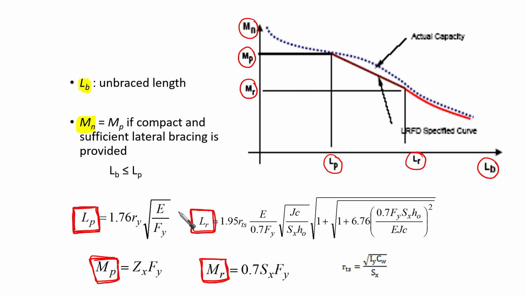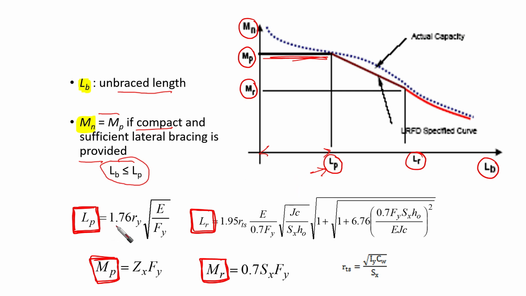Okay, now for LB, it is the unbraced length, as I said, and MN is MP if compact and sufficient lateral bracing is provided, meaning that from here to here, which is LB, is less than or equal to LP. Okay, so we are here, we are in this zone here. Then what is LP? It is the plastic limit. How can we numerically evaluate it?